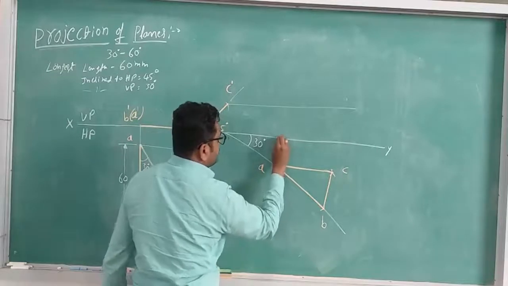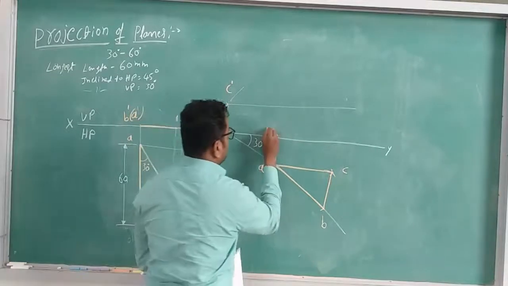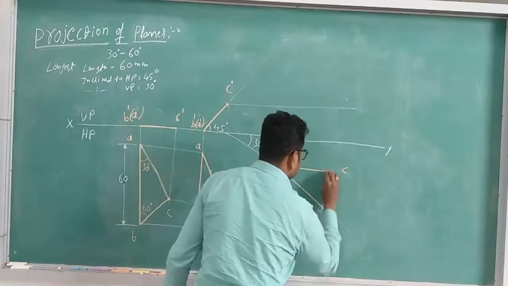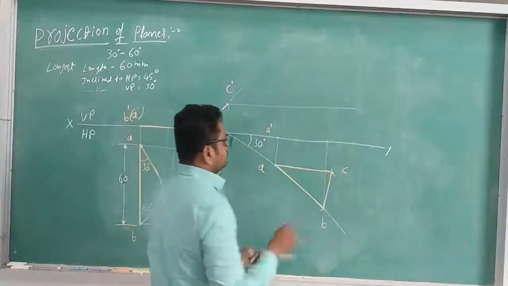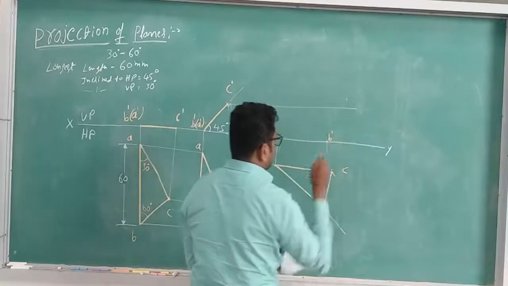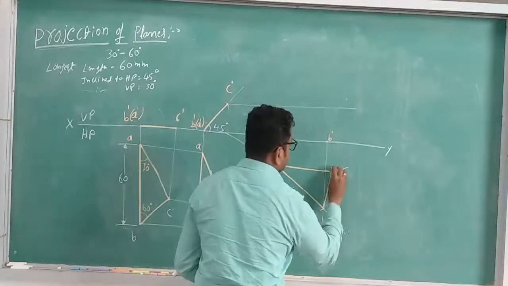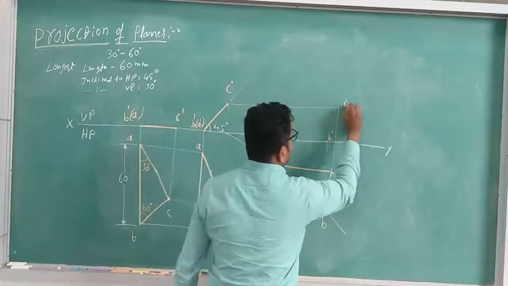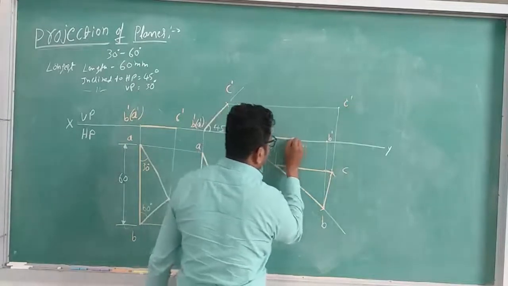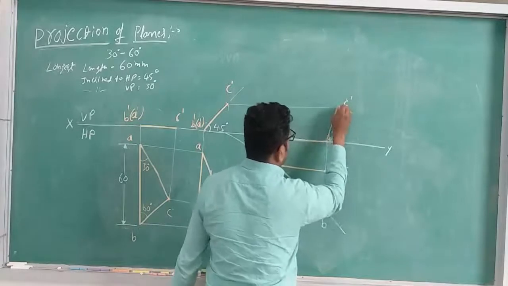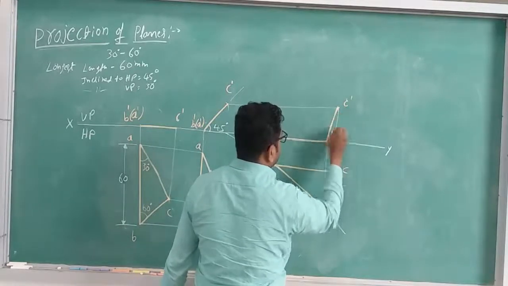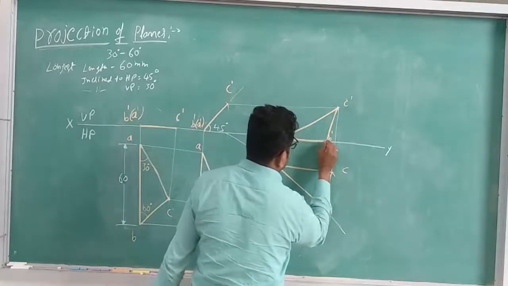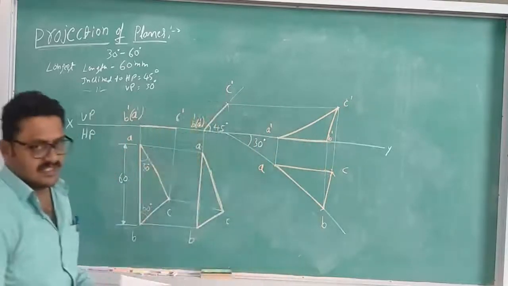So A to A dash, we will get A dash here, then B dash, and now C dash. Now join A dash to B dash, B dash to C dash, and back to A dash. Okay, finally it is finished.